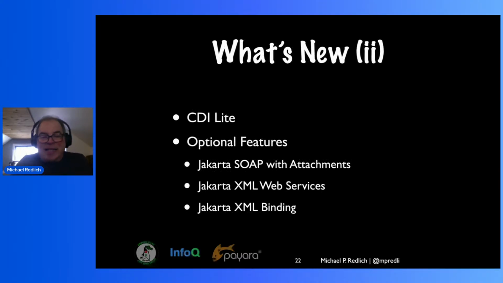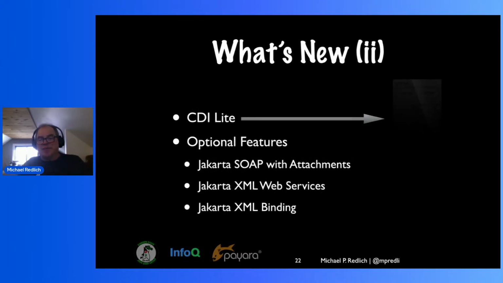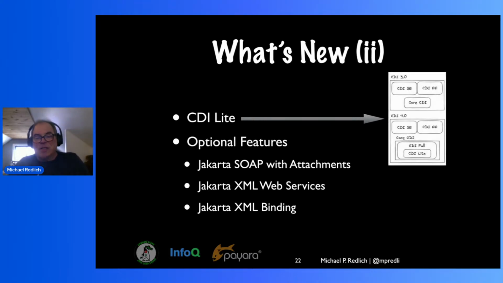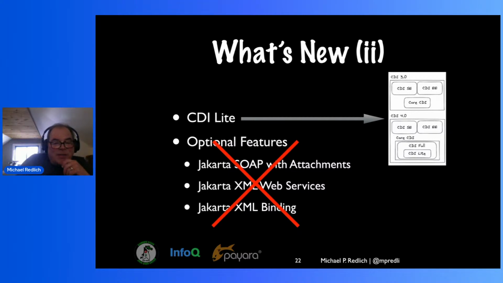And also, CDI Lite is a new concept, and this basically just separates out the documentation, to split out the integration-related parts into specification text, and basically this solves a circular dependency problem. And also optional features with these three specs. There hasn't been much development in them, with SOAP with Attachments, web services, and XML binding. I'm not sure what the future holds for them, but I can try to find that out.